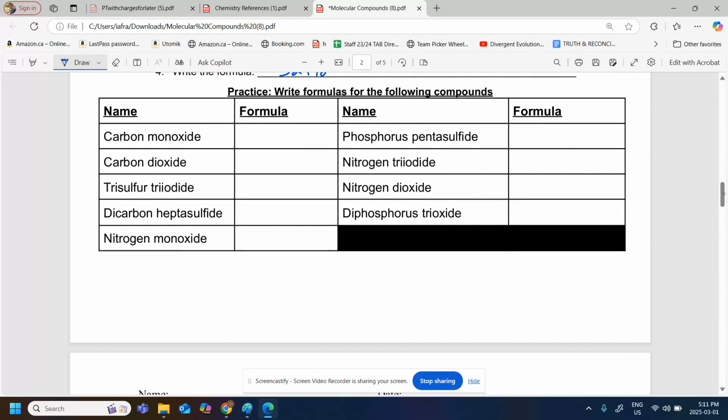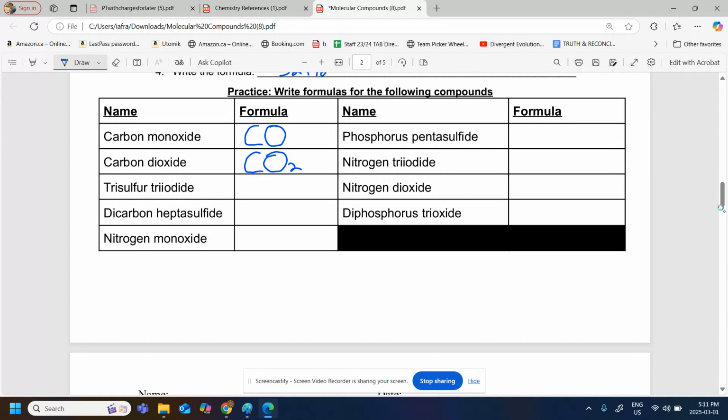So here, carbon monoxide, 2 nonmetals, so we know it's covalent. No prefix. The first one indicates there's 1 carbon. Monoxide, mono means 1, so CO, 1 O. Carbon dioxide, no prefix, so 1 carbon. Dioxide, di means 2, CO2.